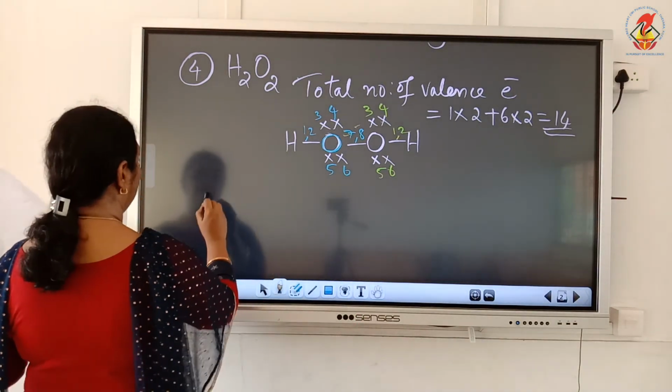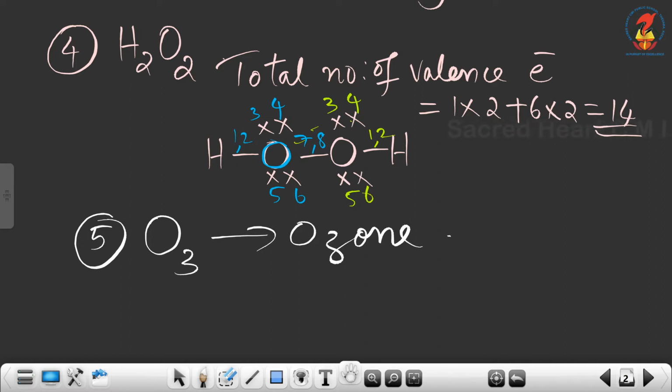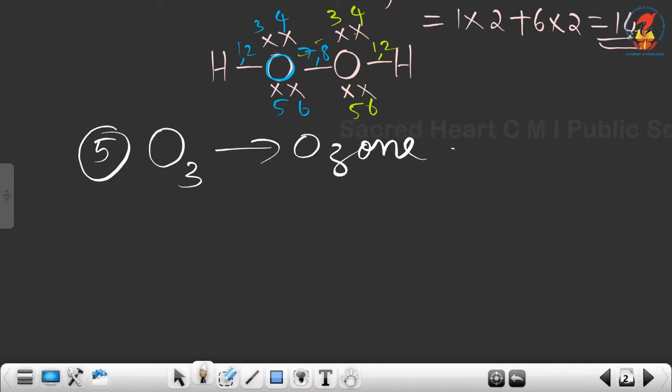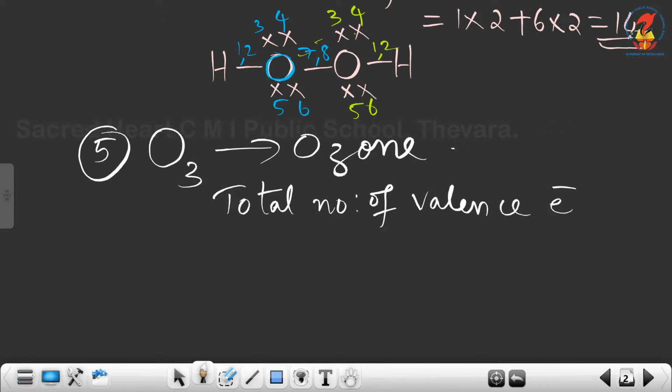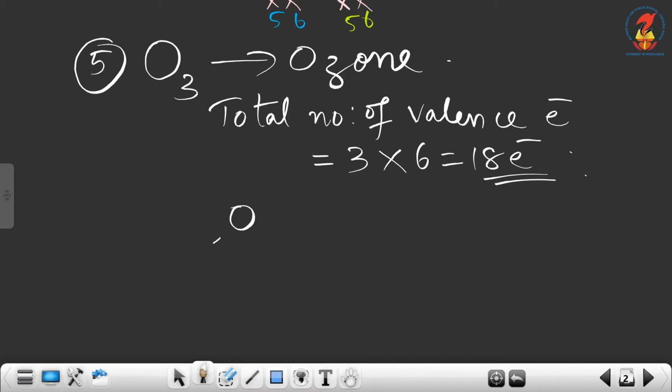Now next is example 5. It is O3. O3 is ozone molecule. Ozone. Now what's the total number of valence electrons in ozone molecule? Total number of valence electrons will be equal to 3 atoms of oxygen into 6. We have total 18 electrons. Now let's draw the skeletal structure. It is all oxygen. Now it has an angular shape.